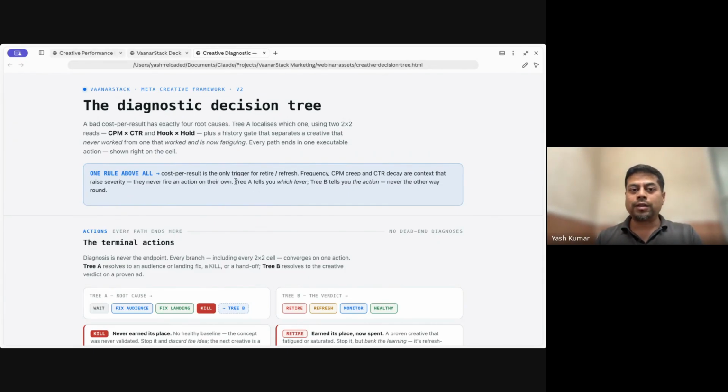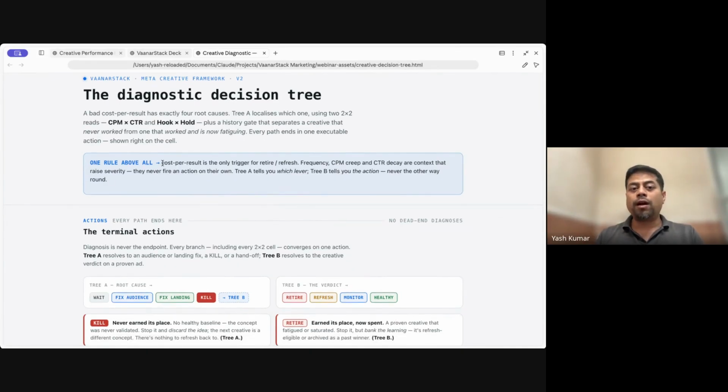So this is the diagnostic decision tree, right? One rule above all. Ultimately, what matters for us? Cost per result, right? As marketers, or in performance marketing at least, whatever is the result or given objective, that is the cost per result. All other metrics are there to help us figure out the context. So never confuse that: if some metric like CTR is going bad, but the ad is performing at a good cost per result, it is fine, right? CTR being bad gives you context on what to do with the ad creative and make it better, but if your cost per result finally is in control, that is what matters.